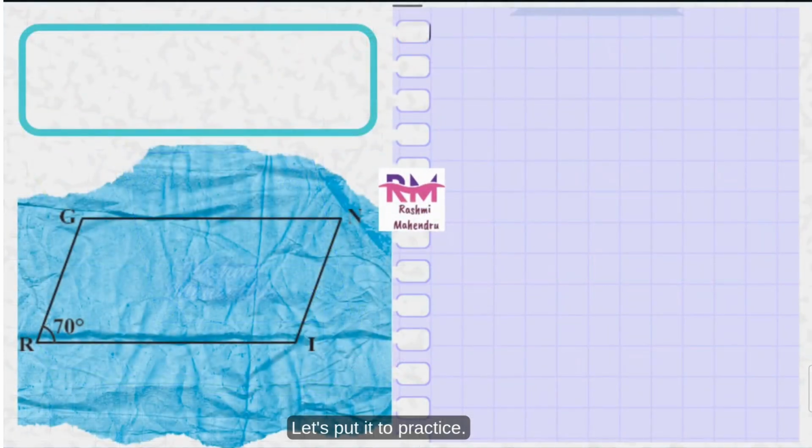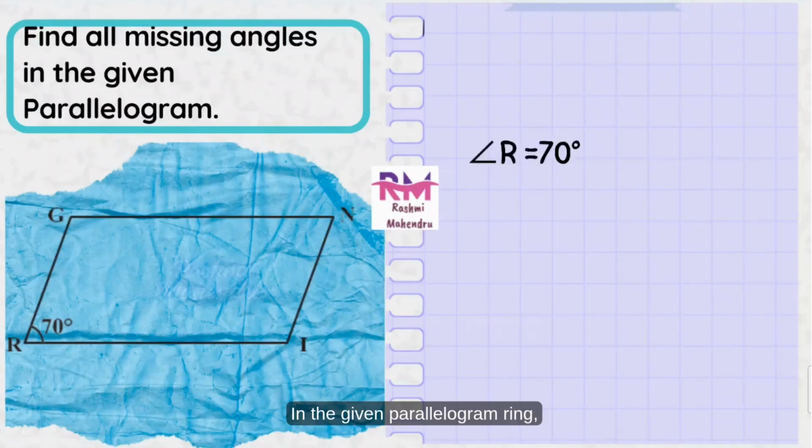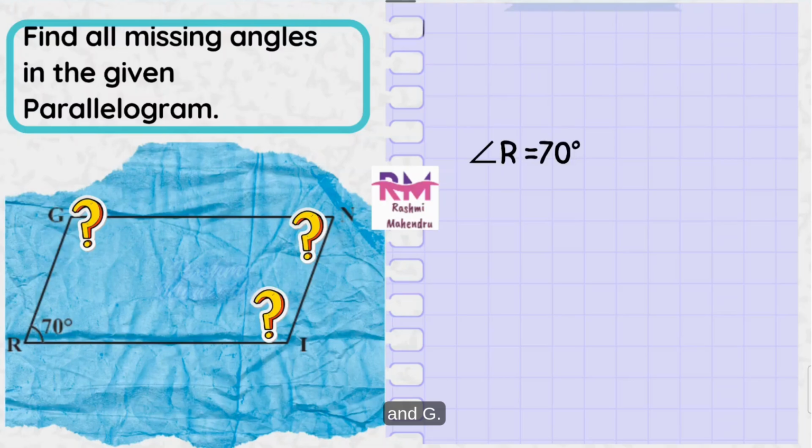Let's put it to practice. Find all missing angles in the given parallelogram. In the given parallelogram RING, angle R is given to us as 70 degrees. We are required to find the opposite angle N, and the two adjacent angles I and G. Pause the video and find the missing angles.